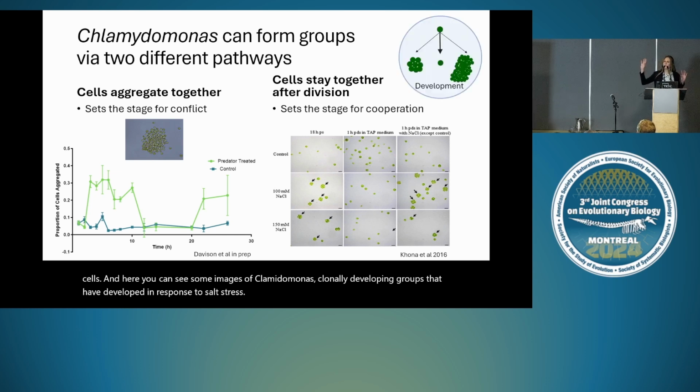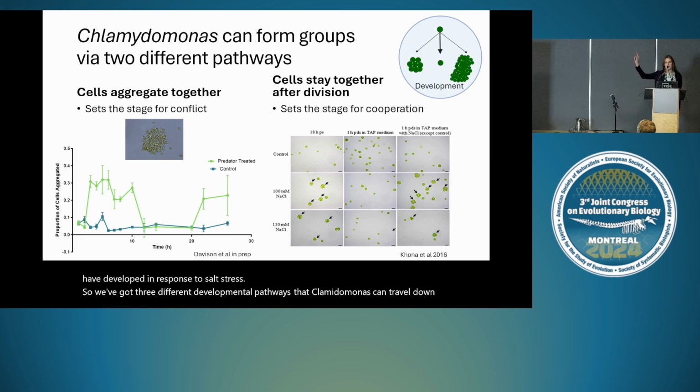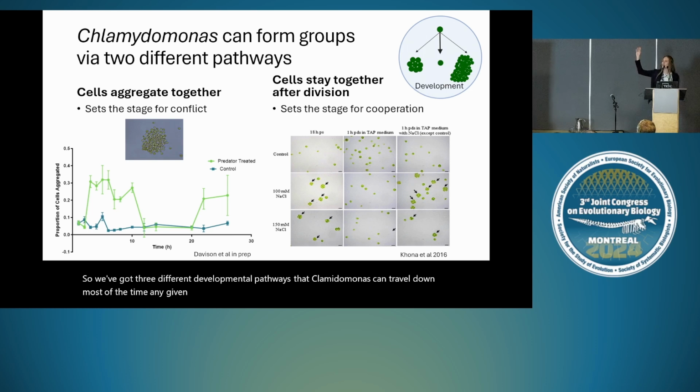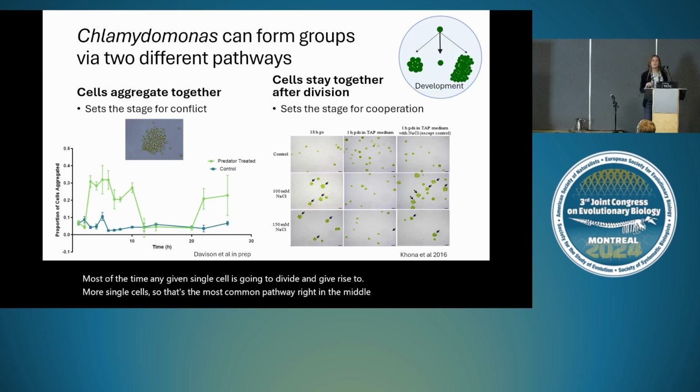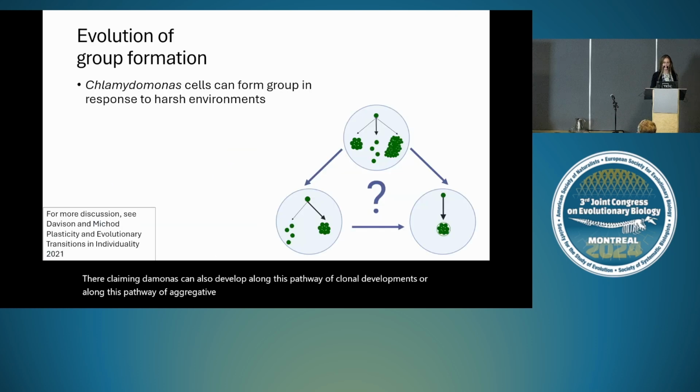So we've got 3 different developmental pathways that Chlamydomonas can travel down. Most of the time, any given single cell is going to divide and give rise to more single cells. So that's the most common pathway right in the middle there. Chlamydomonas can also develop along this pathway of clonal development or along this pathway of aggregative development.